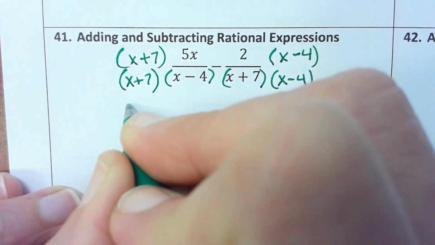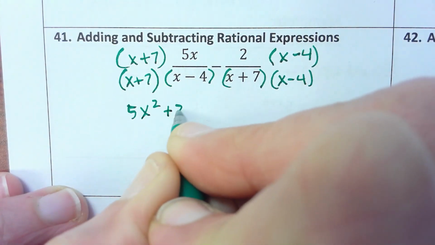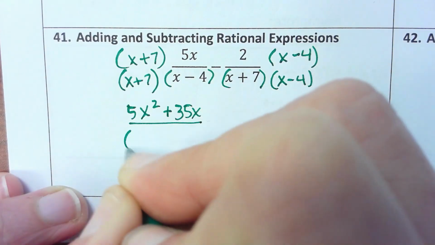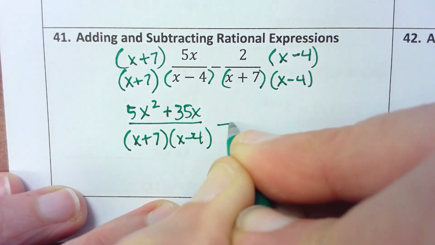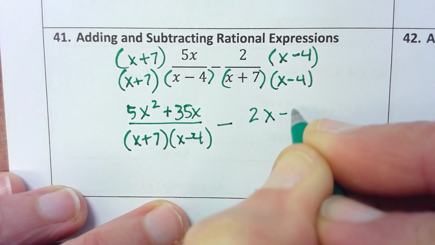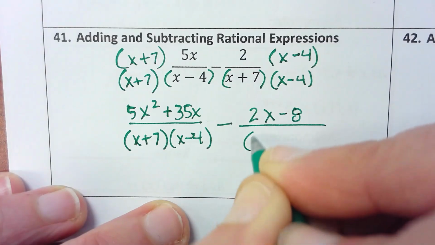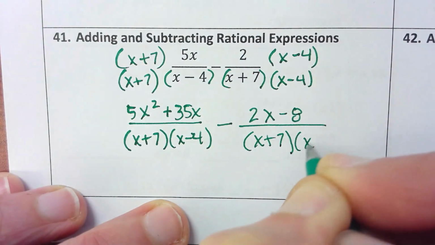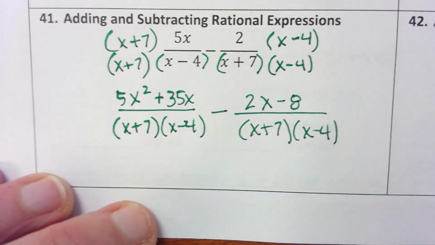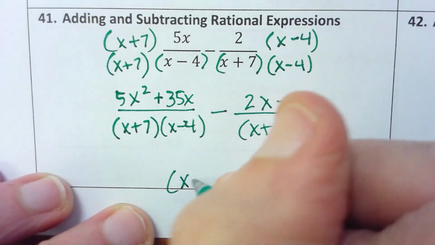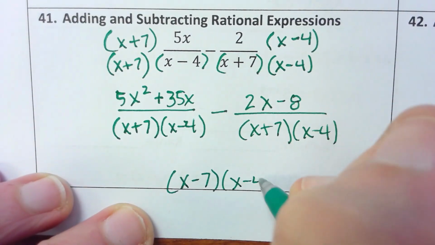Distribute, so I get 5x squared plus 35x over x plus 7, x minus 4, 2x minus 8 over x plus 7, x minus 4. Now the denominators are the same. Now we can subtract, put them together.